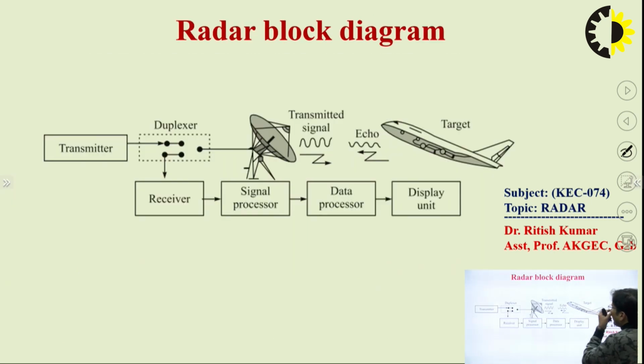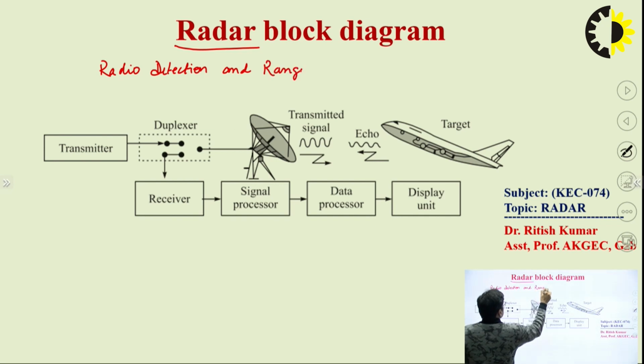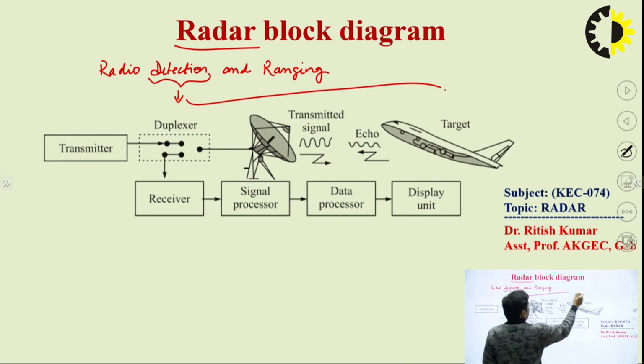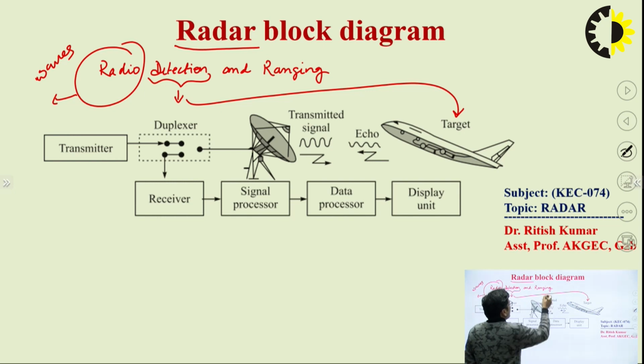Next one, radar block diagram. As the name suggests, what is the full form of radar? Radio detection and ranging, right? As I discussed previously, you are able to detect something, that is the target here, with the help of radio waves, and you are also able to know the range of the target.